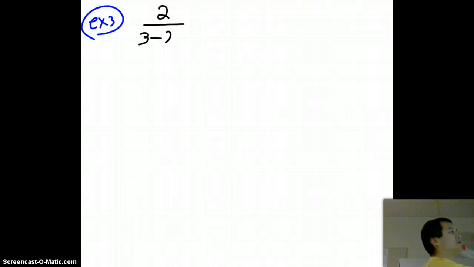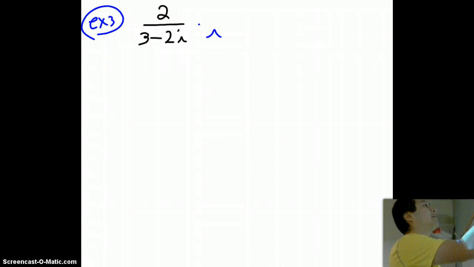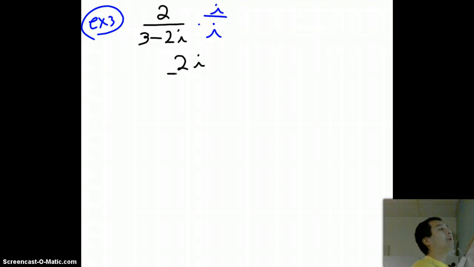What happens if you have something like this? Example 3: we have 2 divided by 3 minus 2i. Just watch, don't write this down yet. Using that same idea, I want an i to go away because there can't be any imaginaries at the bottom. So I'm going to multiply by i to create an i squared. I multiply top and bottom by i. The top becomes 2i. The bottom, how do I multiply that? Remember, you have to distribute. That becomes 3i minus 2i squared.